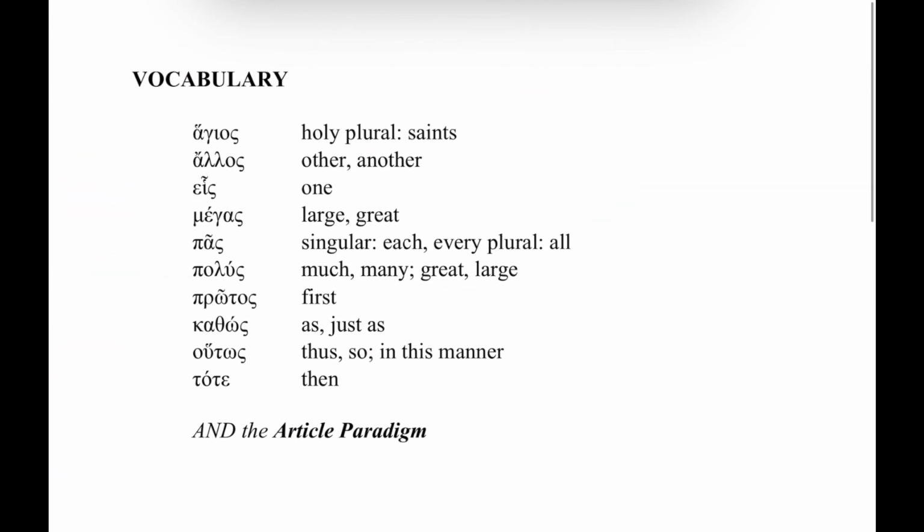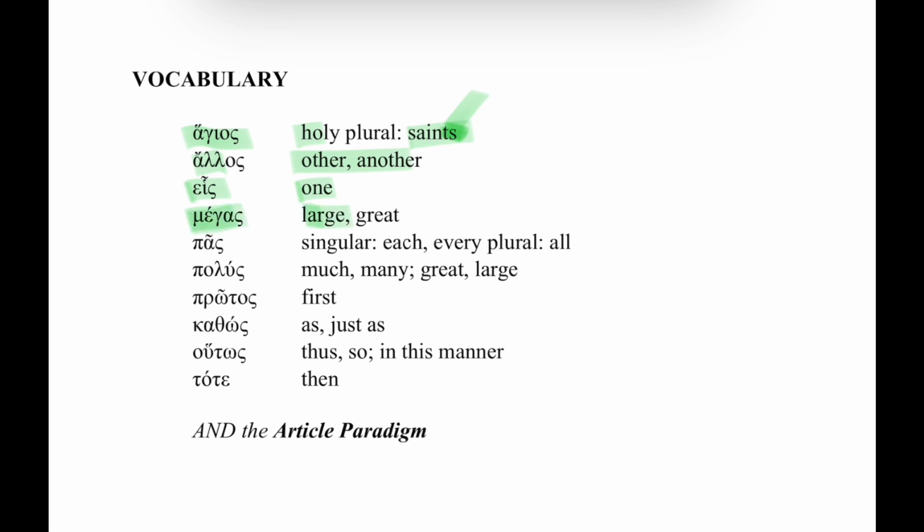We'll just go through the vocabulary very quickly. So hagios means holy, or in the plural, it means saints. Again, we're talking an adjective here. So when it's in the plural, think substantive, think saints. Allos means other or another. Heis means one. The feminine form of this is mia. So heis, mia, or hen is the neuter. But heis is the key one to know for looking it up in a lexicon. It's one.